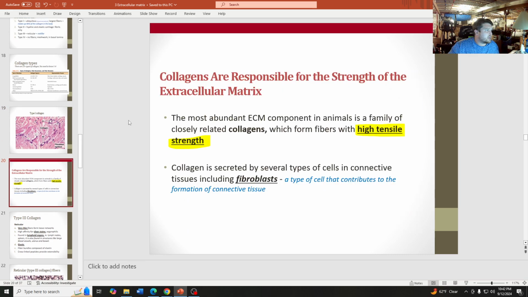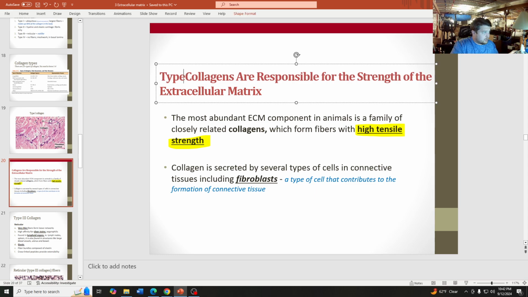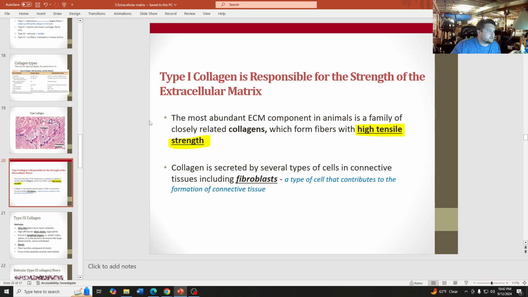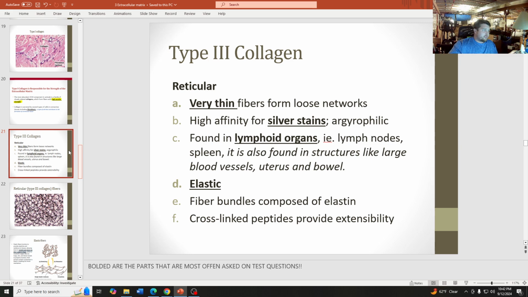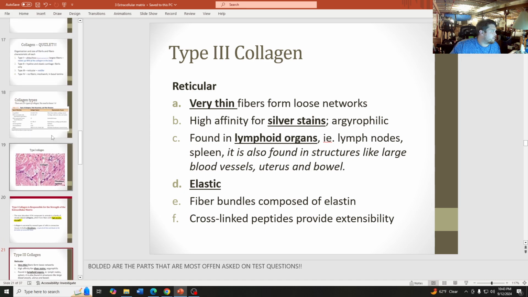Type 1 collagen. I'm going to say type 1 collagen is responsible for the strength of the extracellular matrix. High tensile strength, these are the big ones. Collagen is made by those fibroblasts. Good, those are the big things you need to know about type 1. Type 3 collagen, a couple things I'm going to show you that for sure are going to be asked. These are very thin. Remember the type 3.